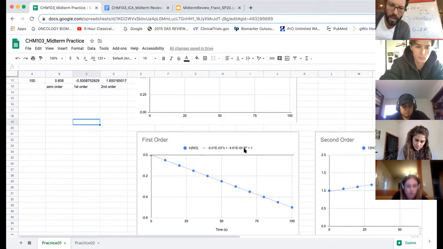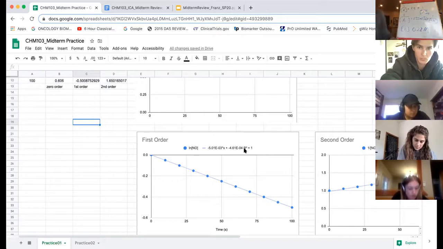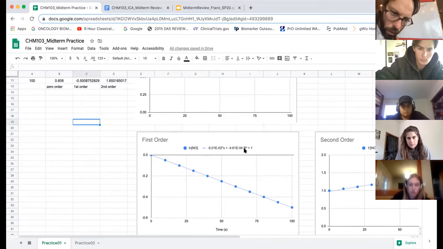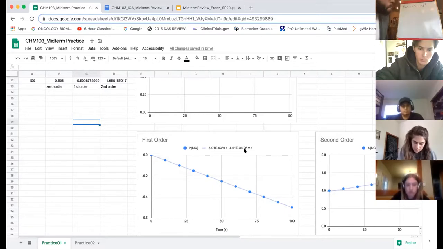And the slope is negative 5.01 times 10 to the negative 3. I'm going to write that down. Slope equals negative 5.01 times 10 to the negative 3.